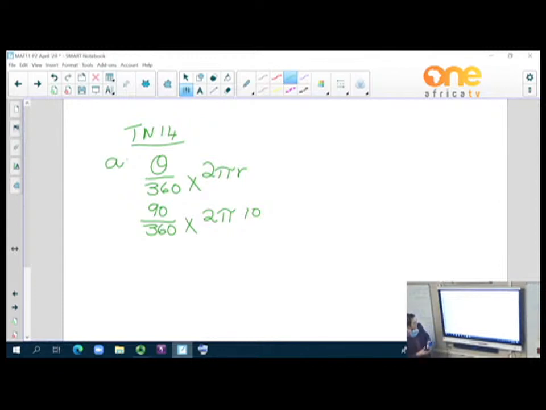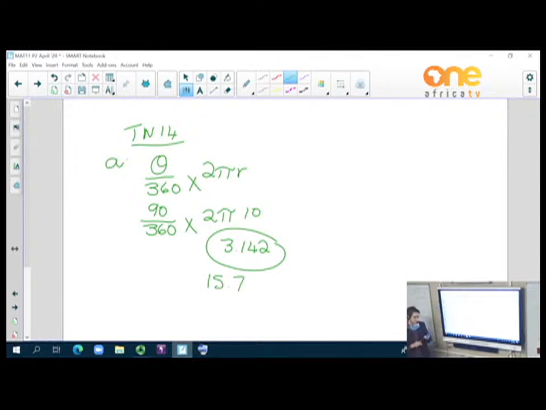Just look here, you may use for pi 3.142. That's what they say on the front page of your paper. Or you can use second function, the pi one is usually there at the bottom of your calculator. Okay, so 90 divided by 360, and then times 2 times shift pi times 10, and what is the answer that you have? 15.7.